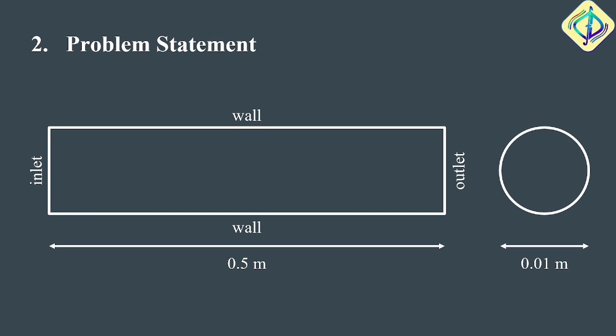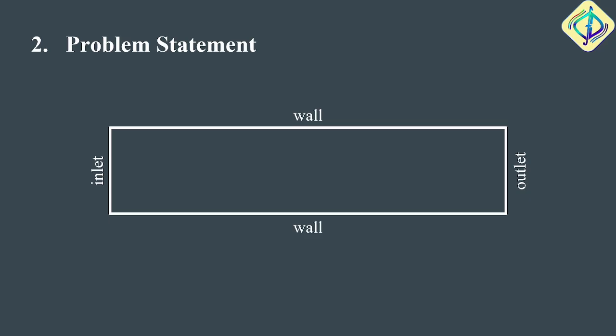We have a simple pipe. This is a 3D geometry. This is the diameter of the pipe on the right, and on the left-hand side you have the overall length of the pipe. You have the inlet on the left, walls on top and bottom, and you have the outlet. Let's take this cut section view only.